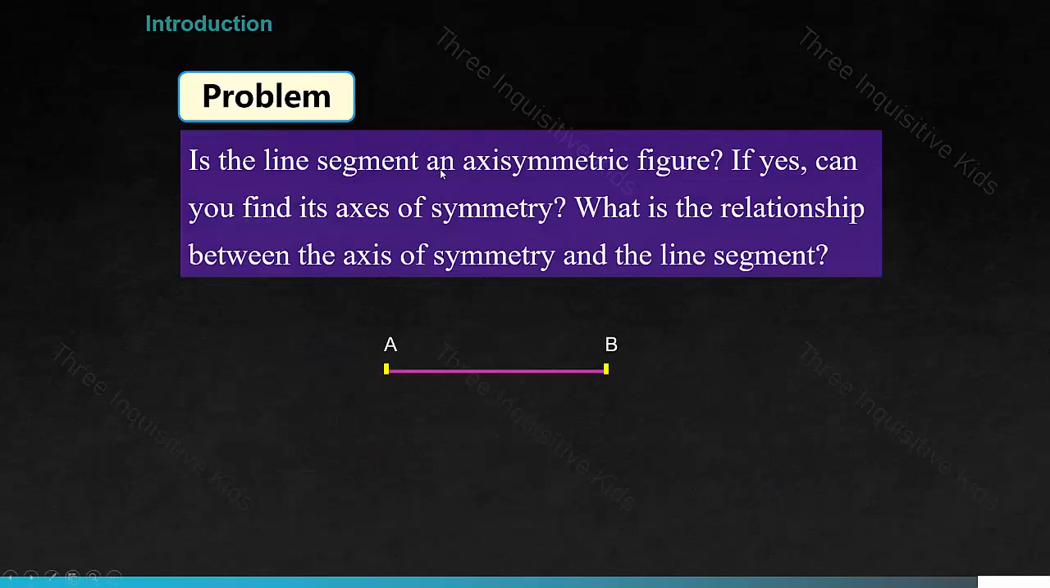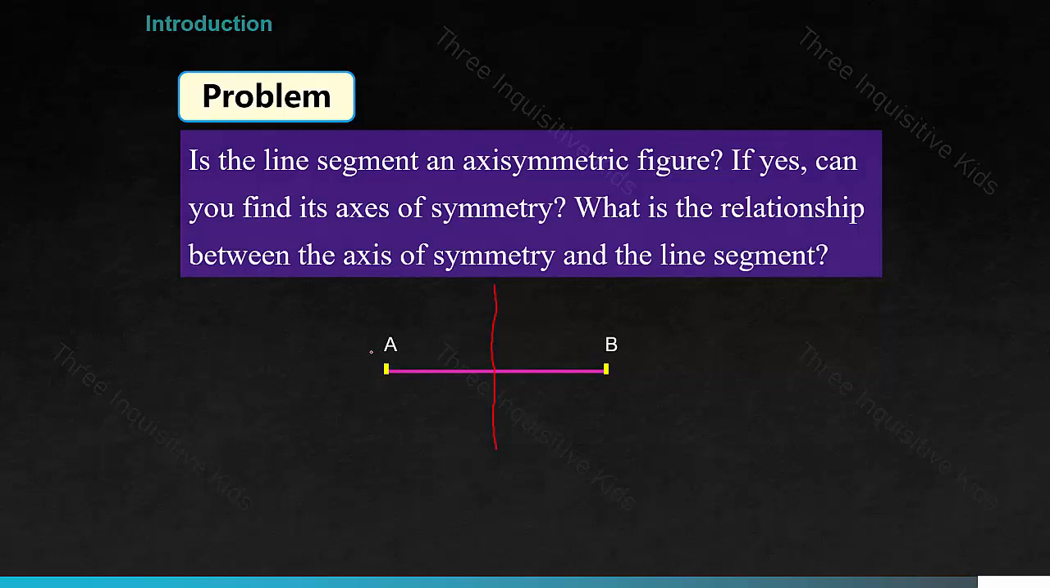Is the line segment an axisymmetric figure? If yes, can you find its axes of symmetry? What is the relationship between the axis of symmetry and the line segment? Here we have line segment AB. We can try to find its axis of symmetry right down the middle like this. And you might be thinking, well, why can't we do it horizontally? Also, it still has a little bit of width, right?